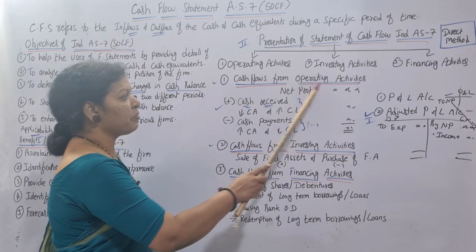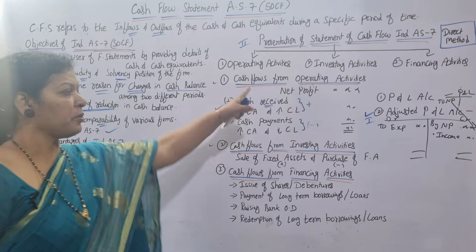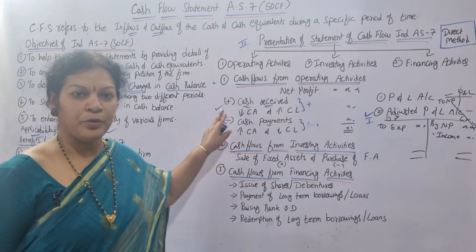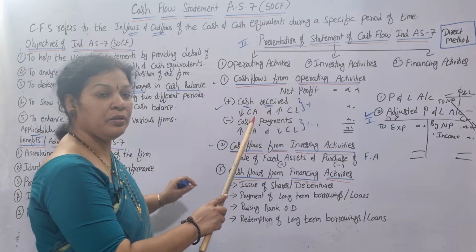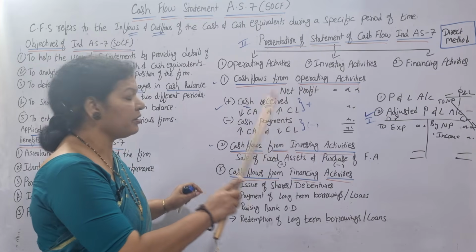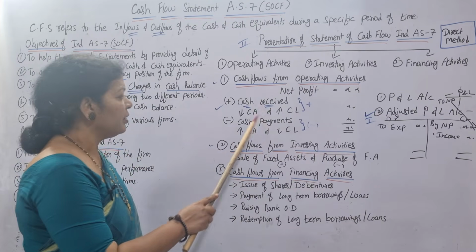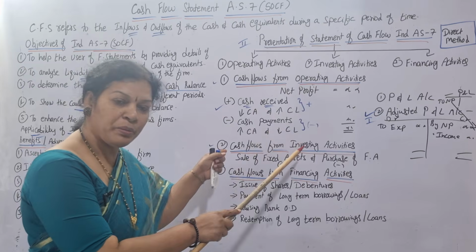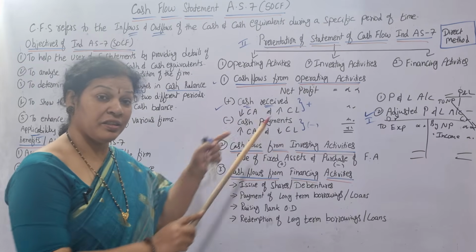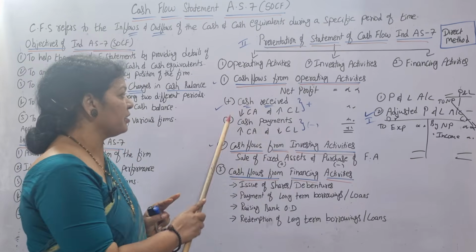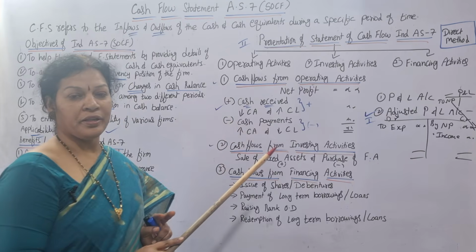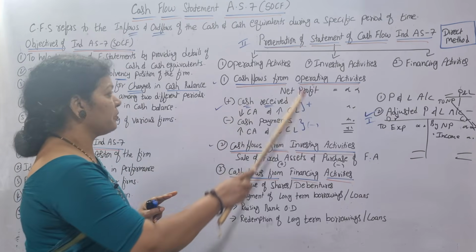Now, cash flow from operating activities: net profit you take, you add two items. What are those? Cash received, current assets decreasing and current liability increasing. You'll deduct two items: cash payments, and current assets increasing, current liability decreasing. So this is about cash flows from operating activities.